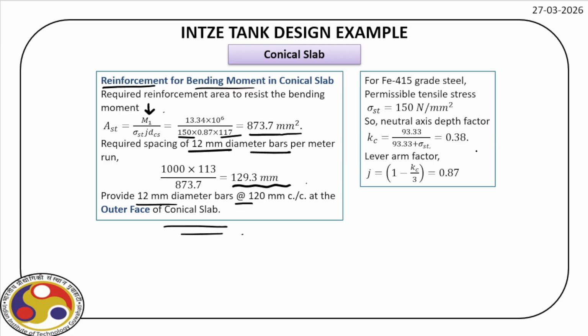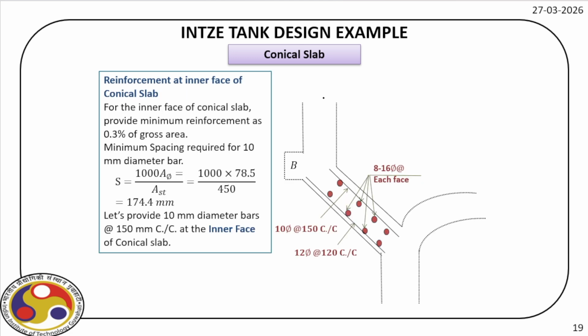Okay. Here is the estimation of J. If you recall, we used this earlier also. Now reinforcement at the inner face. So inner face of the conical slab, we provide minimum of 0.3%. And that area you can calculate, which is 450, and then accordingly the spacing is 174.4. So we can provide 10 millimeter diameter bars at the rate of 150 center to center at the inner face of the slab.